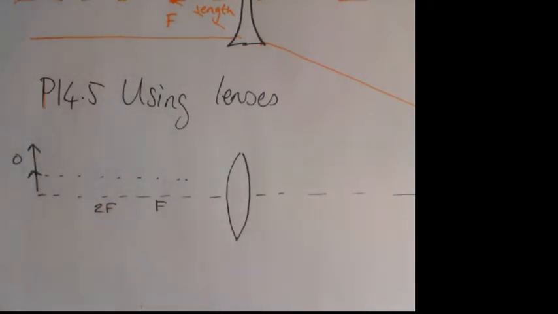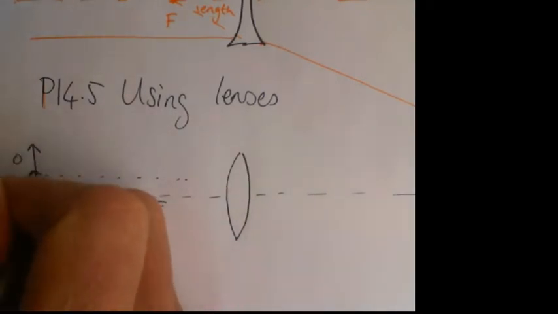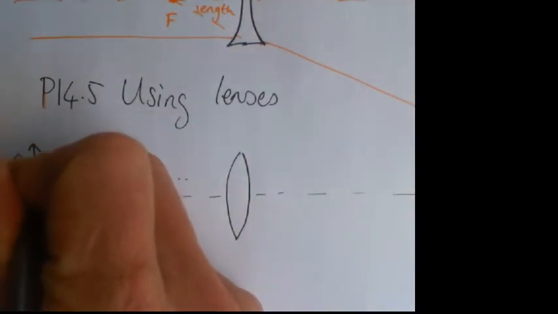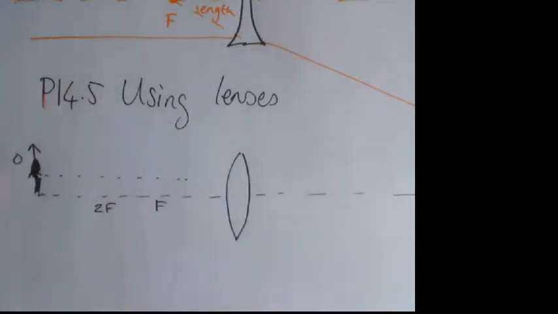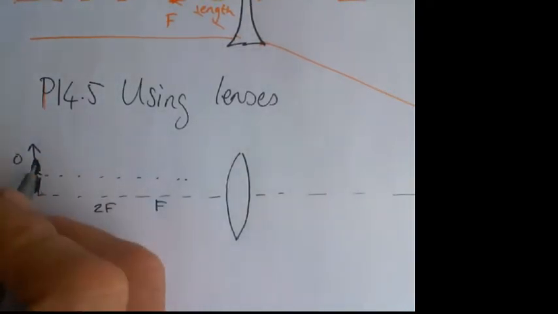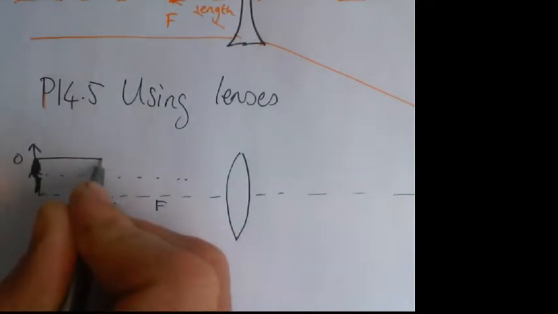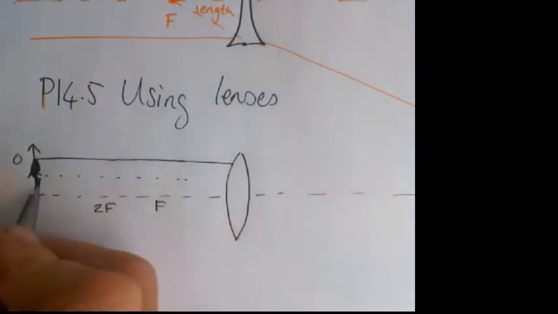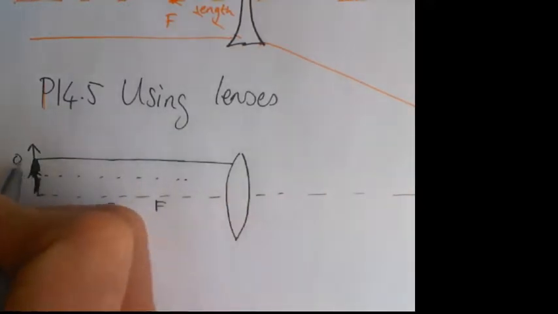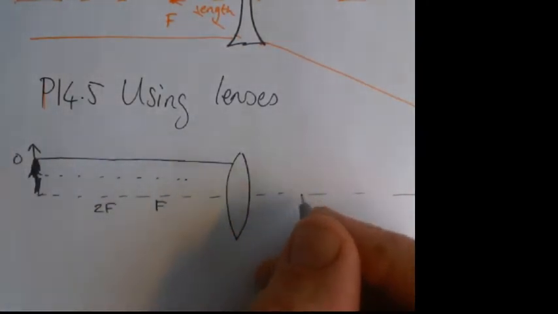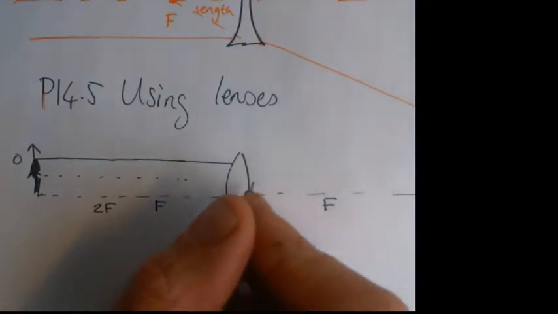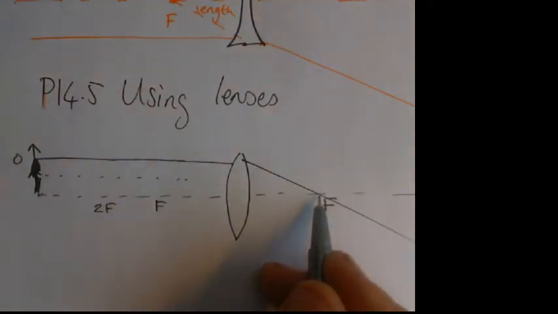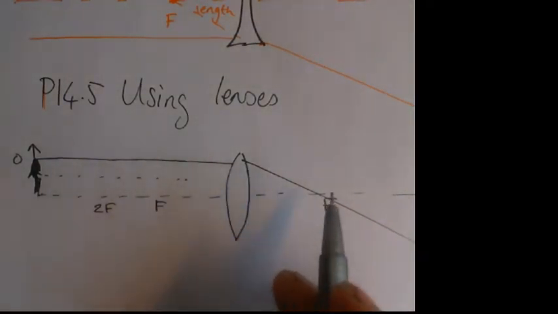Okay, I then want to draw a line from the top of my object. So let's say that I have a candle here, or a match or something like that. That's my object. I draw a line from the top of my object, parallel with the line through the centre. So you draw a line straight through the centre of the lens. You draw a line parallel to that, and whatever the focal length of the lens is, you draw a line that goes through the principal focus from this one up here.